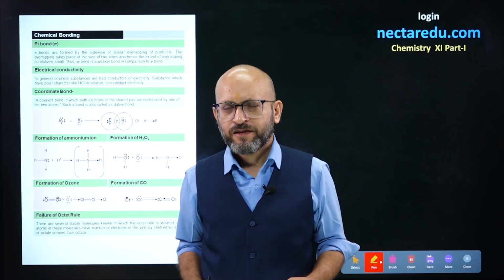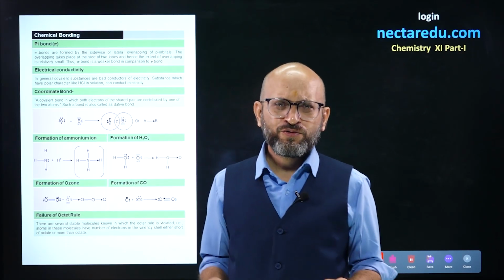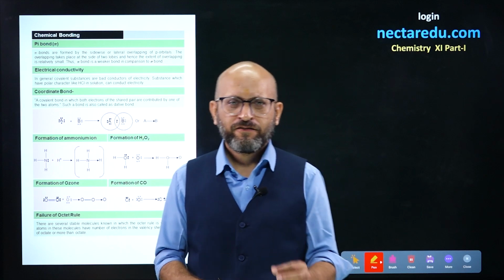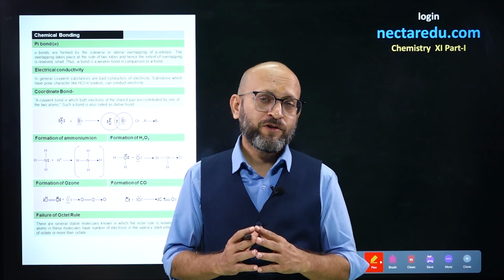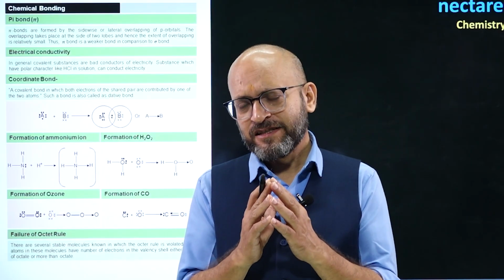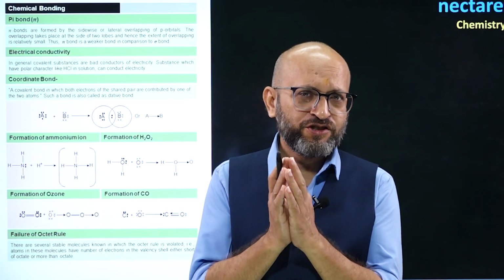What is a pi bond? There are two types of covalent bonds. One is sigma bond and another type of bond is called pi bond. What is the difference? The difference is in their formation.